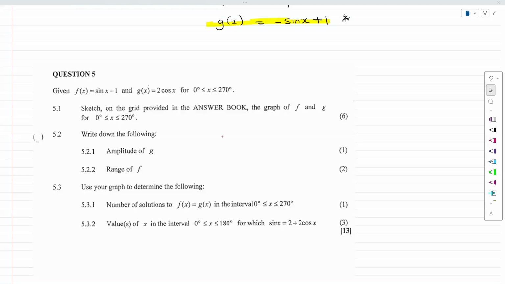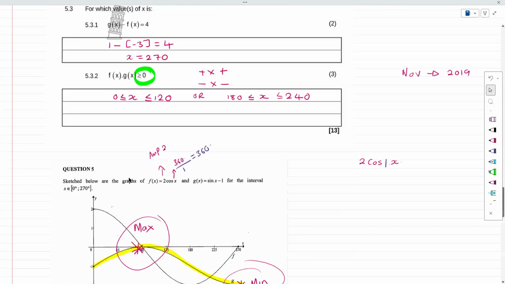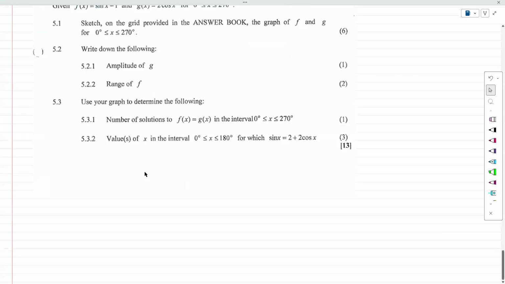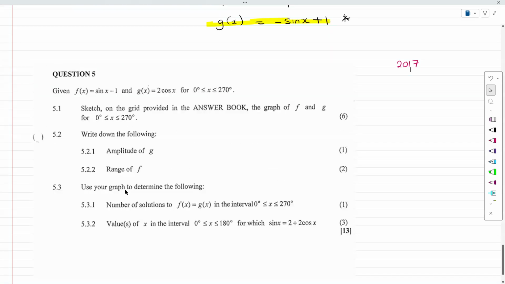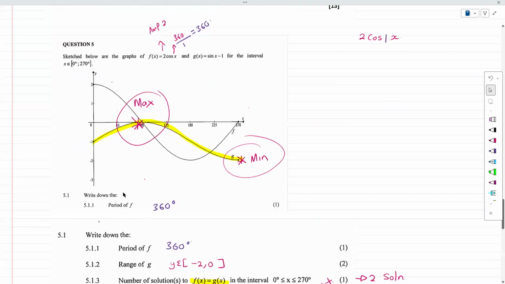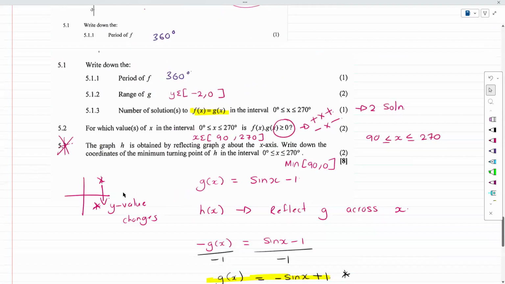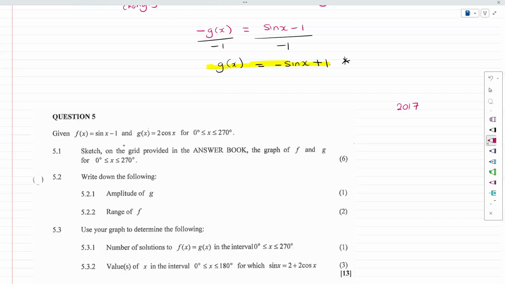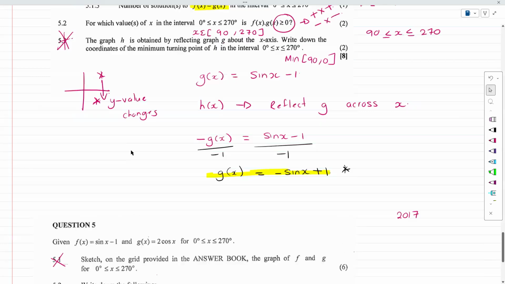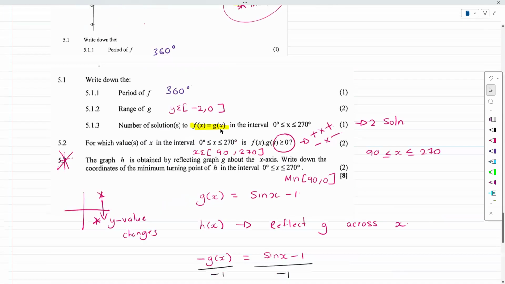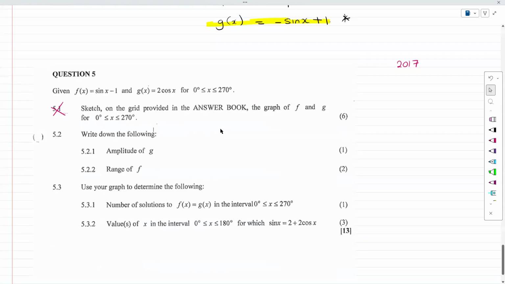This would be 2017 in November. And we got lucky, but this question that we just did, and this question is exactly the same, but the difference is in this question, they gave us the graph. In this question, they want us to sketch the graph. This graph would end up exactly the same as here. It is the exact replica of the question.